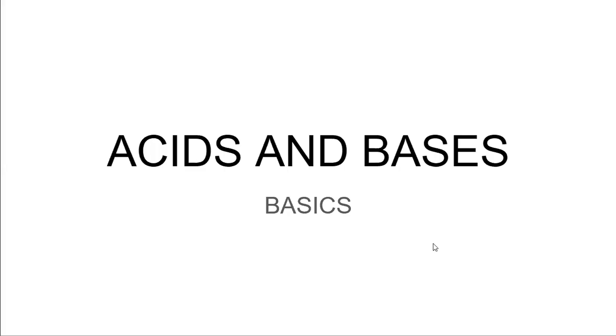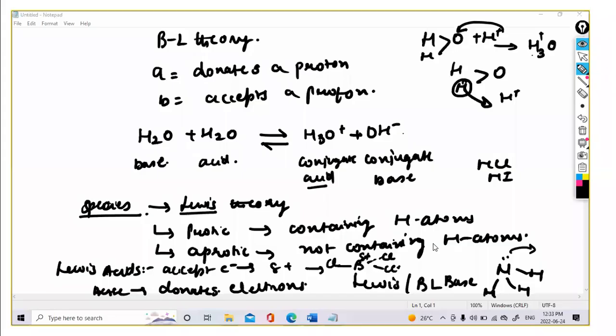In today's online lecture, we are going to learn about acids and bases and a few basics about it. So what is an acid and a base? Generally, when we refer to the acid-base definition, we are referring to the Bronsted-Lowry theory. There are a few theories that give definitions of acids and bases, and all of them define acids and bases differently. So Bronsted-Lowry theory is one of them.